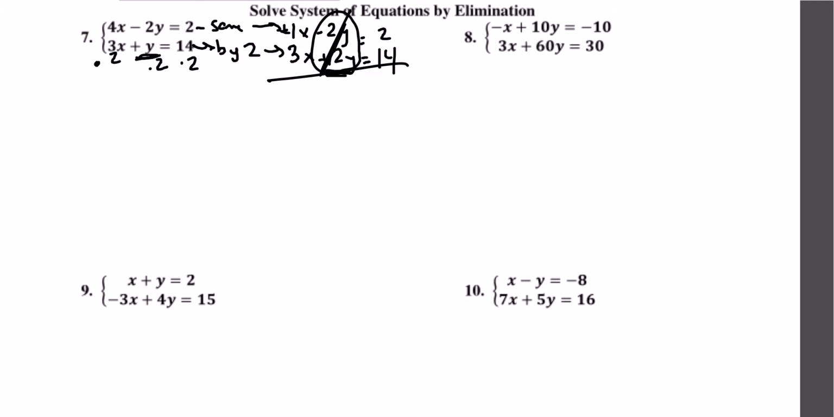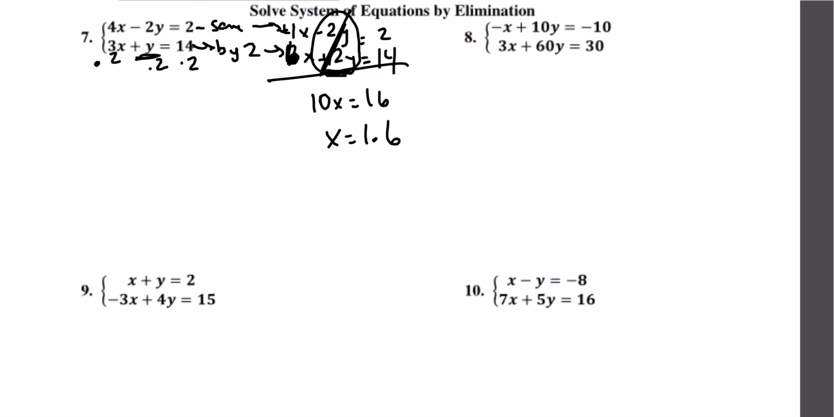4x and 3x is, oh, I messed up. 4x and 6x. I end with 10x equals 16. So x is equal to 1.6.